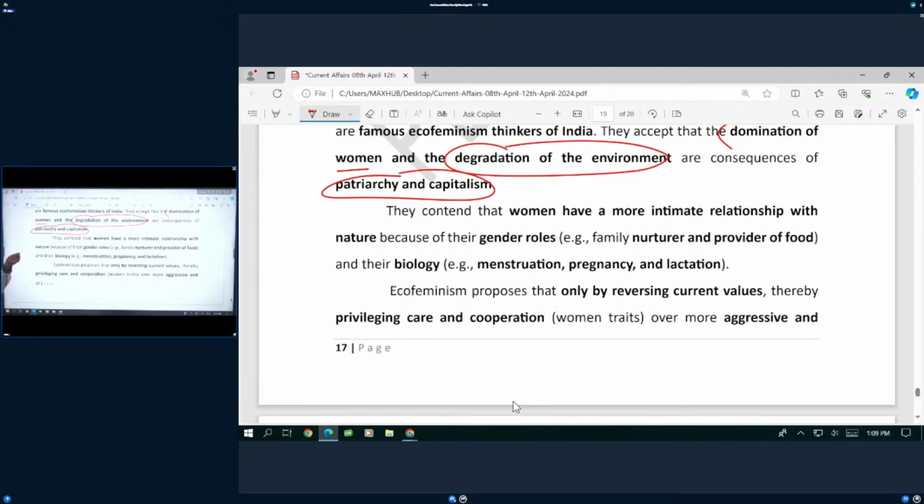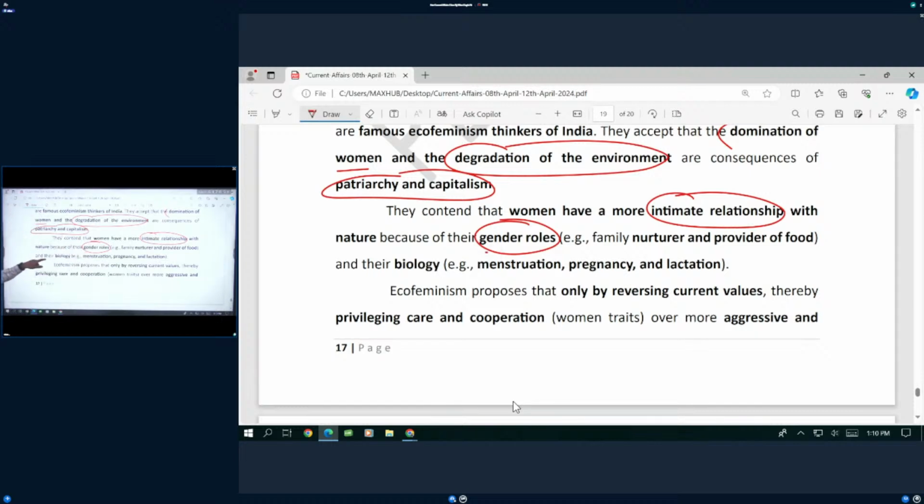So basically they contend that there is an intimate relationship. Ecofeminists argue there is an intimate relationship between environment and woman because of the gender role. ये बात तो है. Because in rural areas, who fetches the water, who feeds the child, these are the roles of the woman. So if there is nutritional or economic impact, सबसे ज़्यादा impact किस पे पड़ेगा? Children पे and women पे. तो because of gender biased role in the society, the environment impacts them.